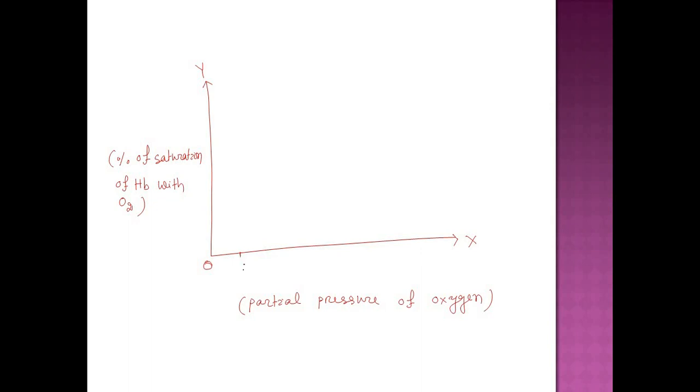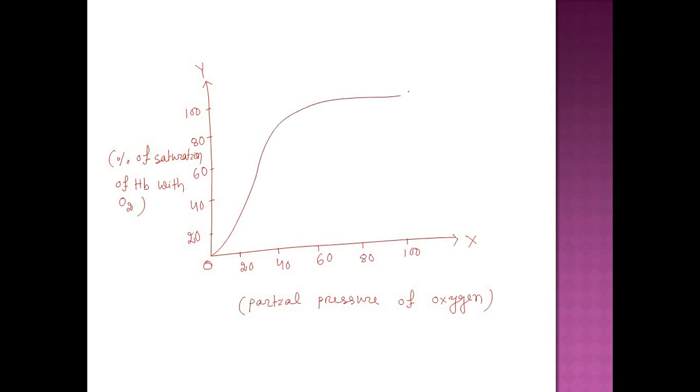On the y-axis this is 0, 20, 40, 60, and this one is 100. Here in the same way it is 20, 40, 60, 80, this is 100. When the graph is plotted, the graph would be like this.